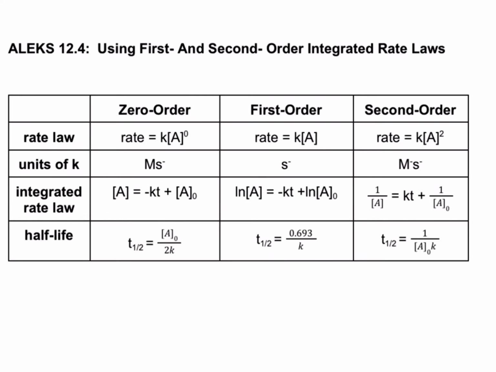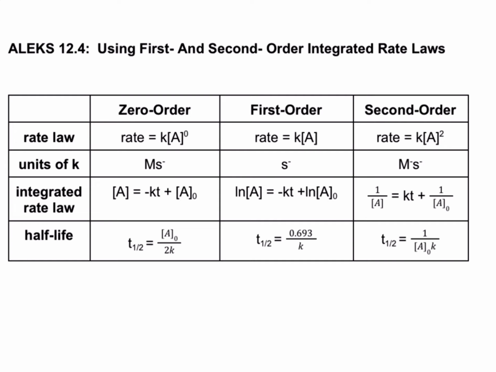We're going to work on an ALEKS problem that deals with using first and second order integrated rate laws. This table summarizes all the important information. So we have the rate law equation for zero order, for first order, and for second order. We also have the units of K. Now the units of K are different depending on the overall order of the reaction. So we have units of K for zero order, first order, and second order.